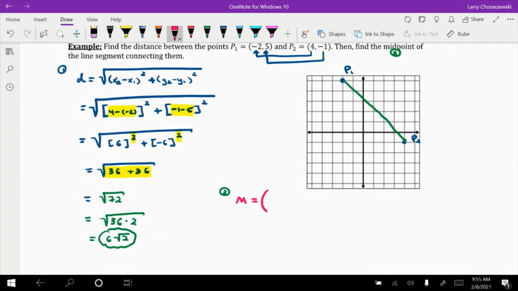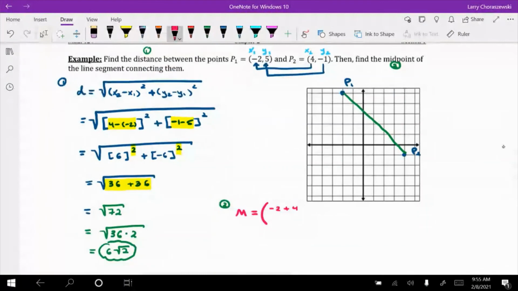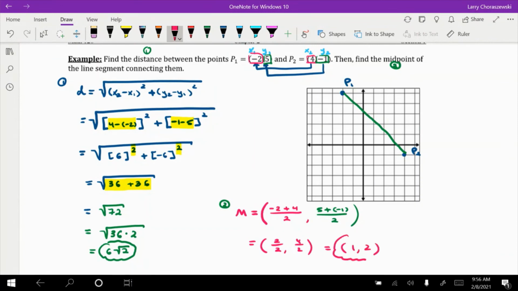Okay, let's see how we did. X-coordinate of the midpoint is found by averaging -2 and 4. Okay, those are the x-coordinates of P1 and P2. The y-coordinate is found by averaging the y-coordinates. So 5 plus -1 all over 2. And that's going to be 2 over 2 for the x-coordinate, 4 over 2 for the y-coordinate. What do you guys feel about 1 comma 2? And there you have it.